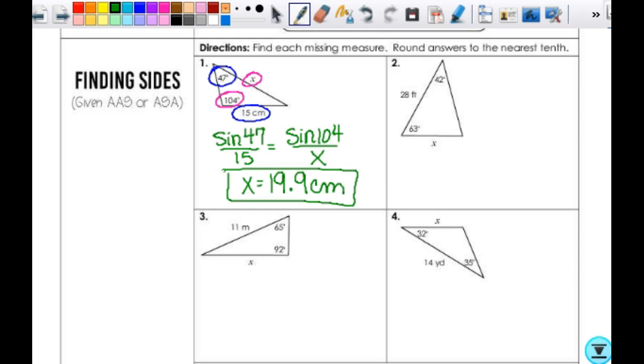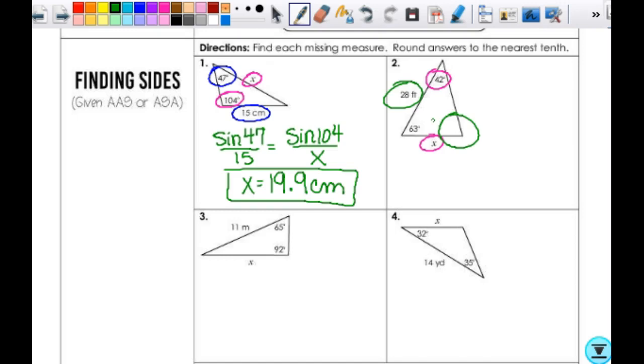Let's look at number 2. We're not going to do every single one of these, but we're going to do number 2. I'm looking for x. Well, x is across from 42. Right? So that's good. The other side length I have is 28. It's across from this angle. I don't know what that is. Can we find it? Yes. How do we find it?